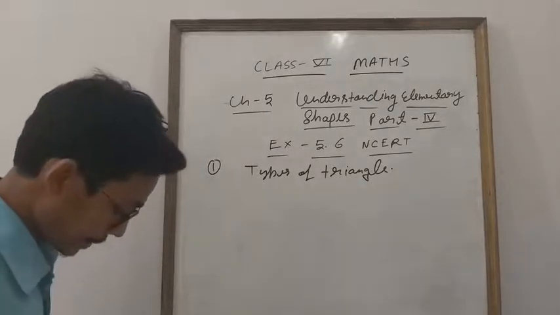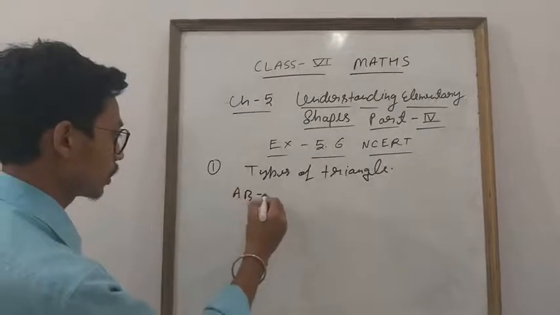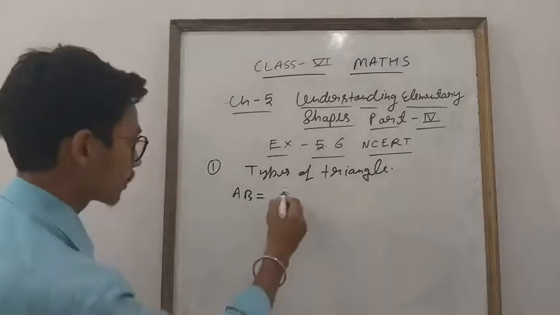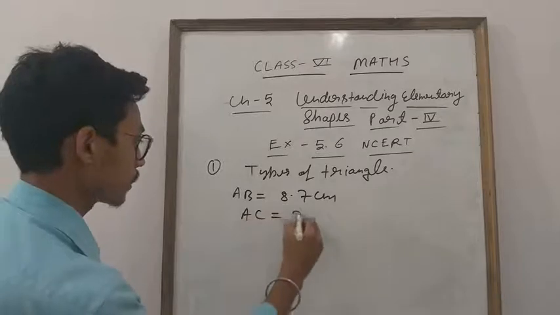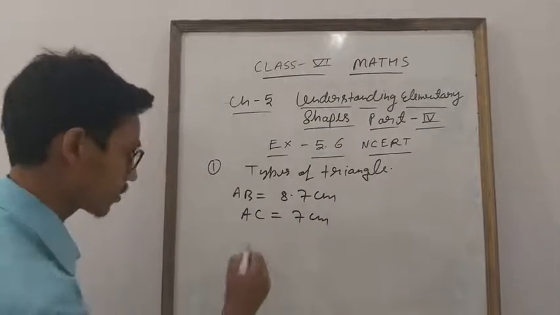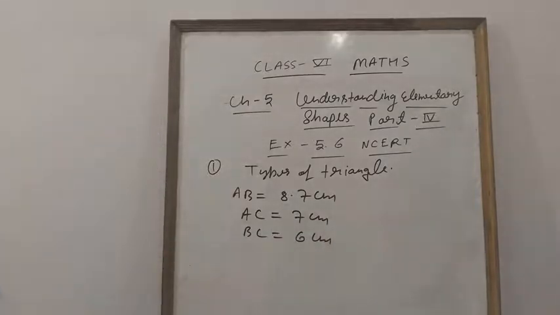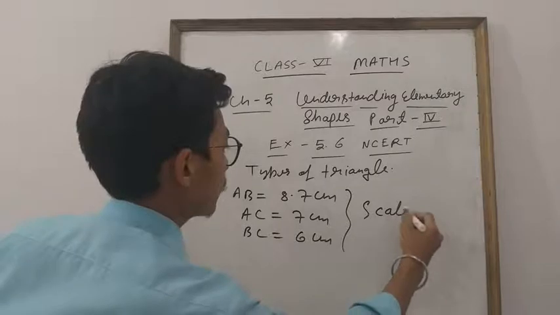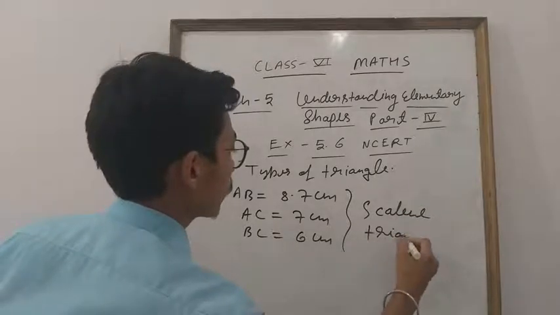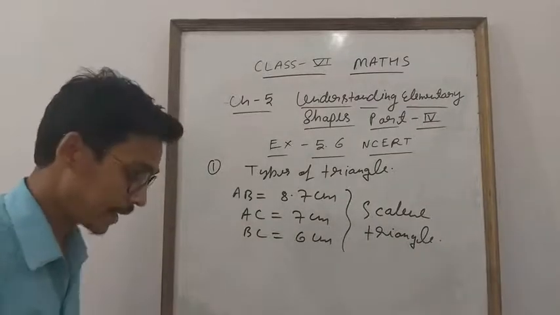See, it is given AB equal to 8.7 centimeter, AC equal to 7 centimeter and next BC equal to 6 centimeter. Okay everyone? Again tell me students, what type of triangle is this? Easily you can say this is also a scalene triangle. I think everyone is clear what a scalene triangle is, because all sides are of different length. So it is a scalene triangle. Okay everyone?